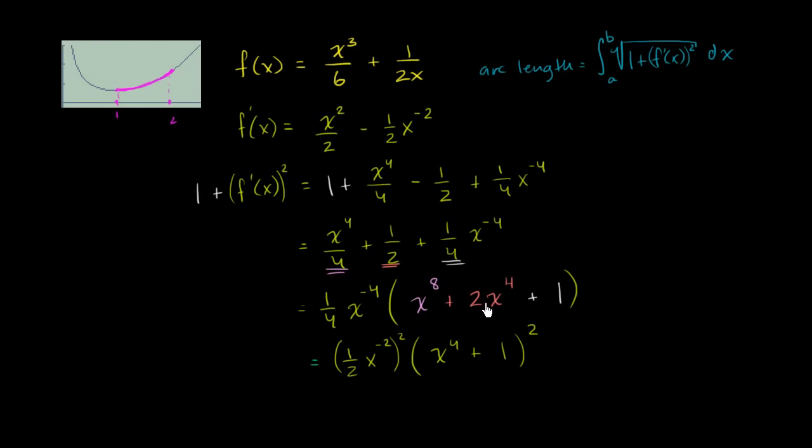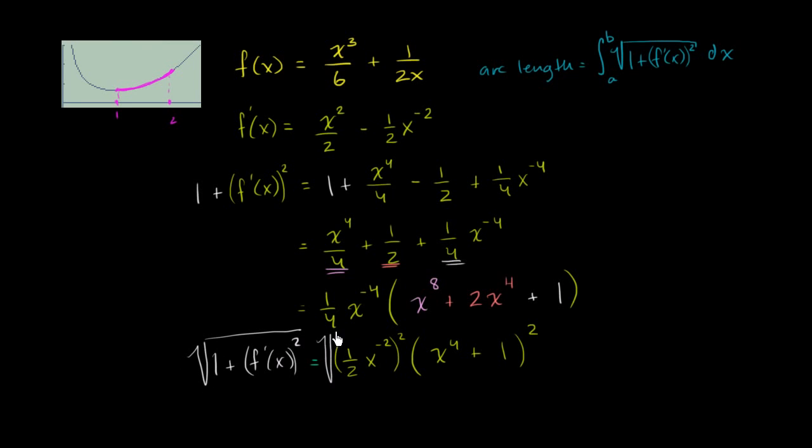And so now if we wanted to take the square root of both sides, so if we wanted to say the square root of 1 plus f prime of x squared, notice I'm just focusing on the algebra. So what we've done so far, this is 1 plus f prime of x squared. Now we want to take the square root of that.